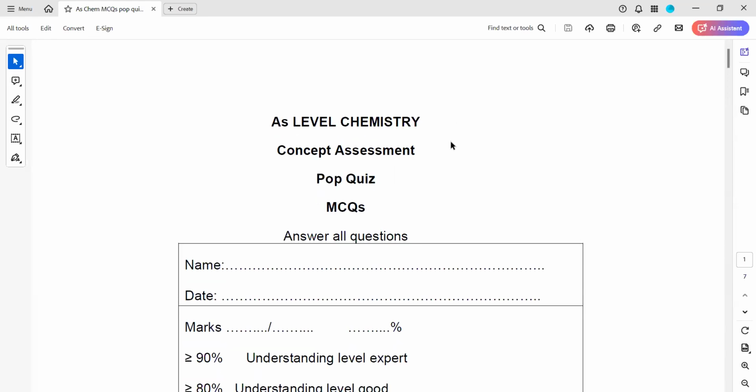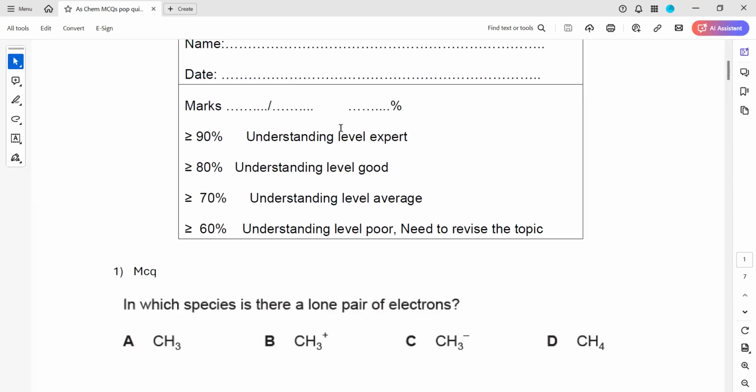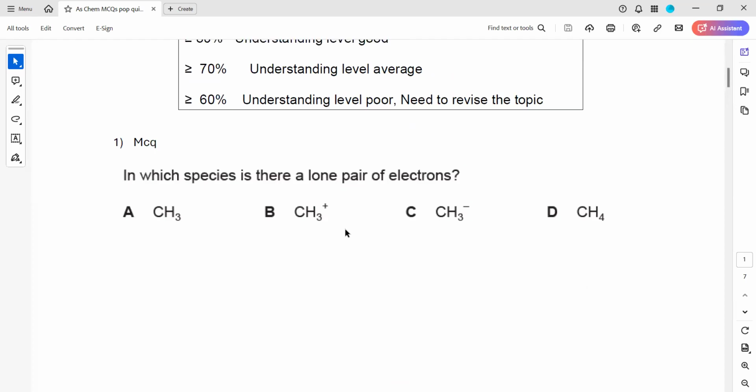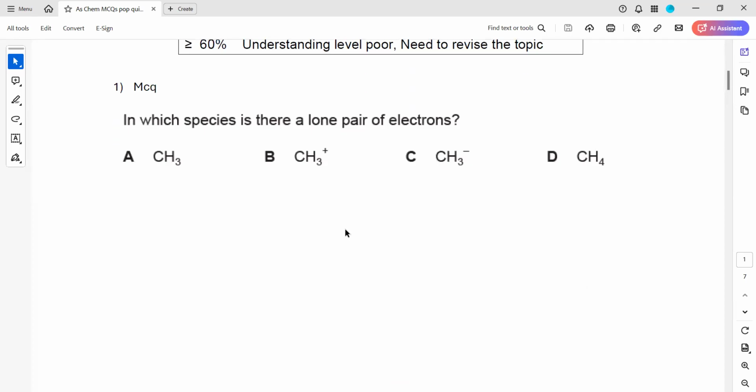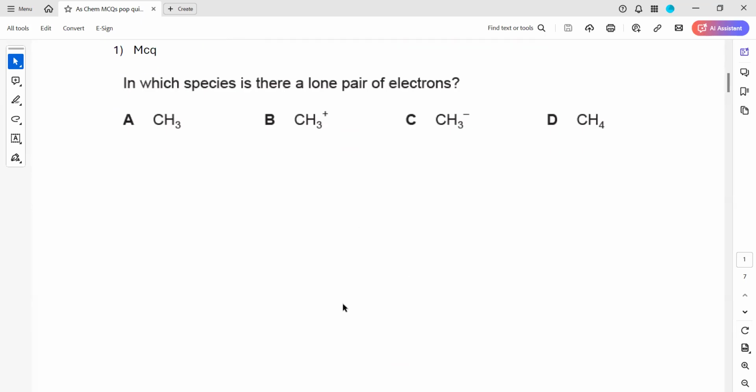So the weekly pop quiz 2, which was related to MCQs. If you have any question or a doubt, feel free to ask your doubts. You can mention the question number. Question 1, any doubt?